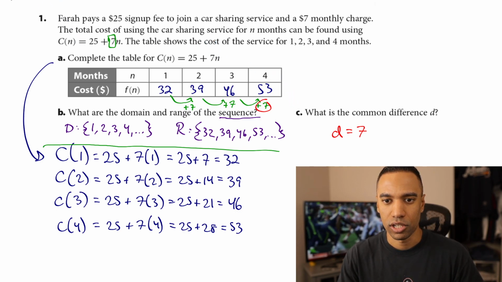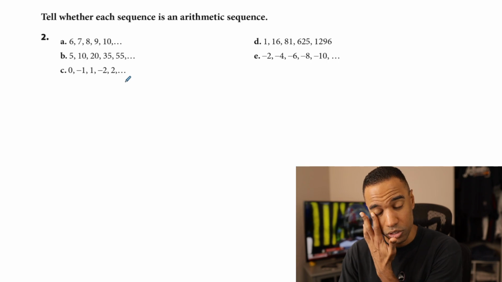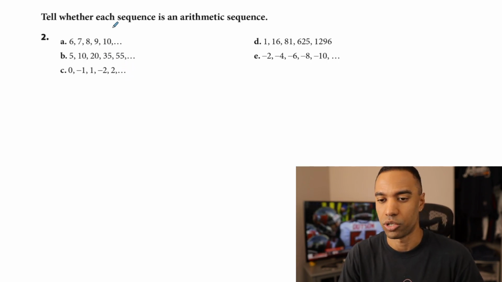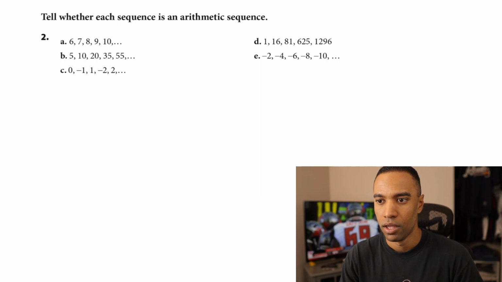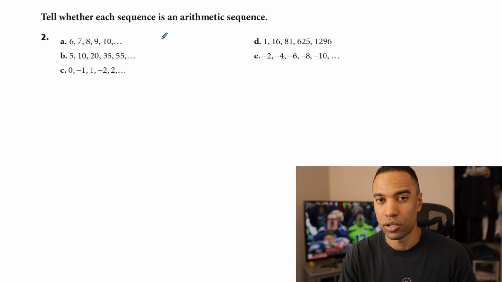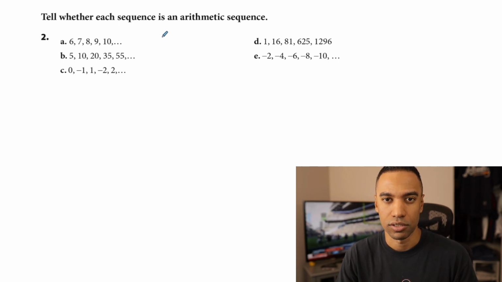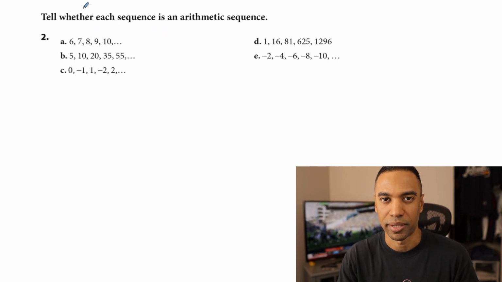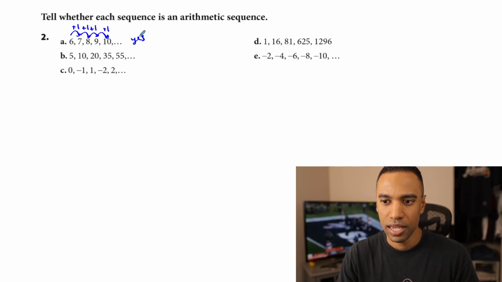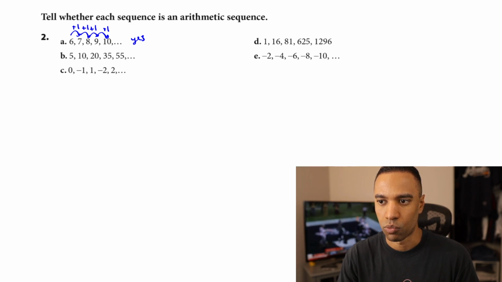Okay, so that's number 1. Just going to move on to number 2. This is where we start to talk about what sequences are arithmetic, and when we find out which ones are, eventually we will be making equations out of them. All right, so tell whether each sequence is an arithmetic sequence. The basic nature is that the difference between subsequent terms needs to be common. So 6 plus 1 is 7, 7 plus 1 is 8, 8 plus 1 is 9, 9 plus 1 is 10. Clearly it is an arithmetic sequence based on what I put right there.